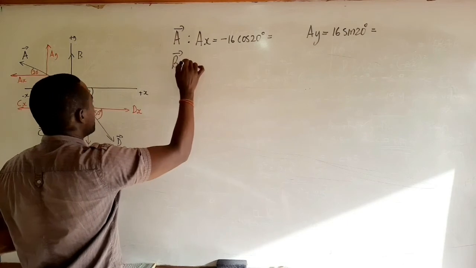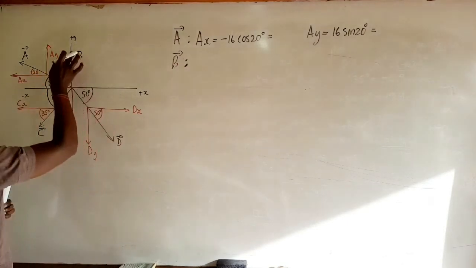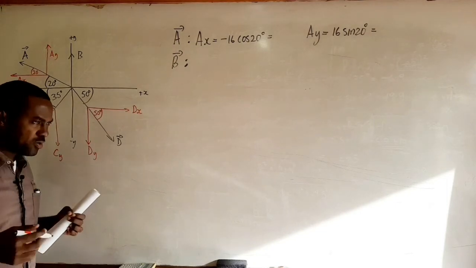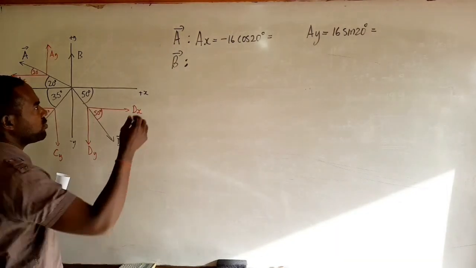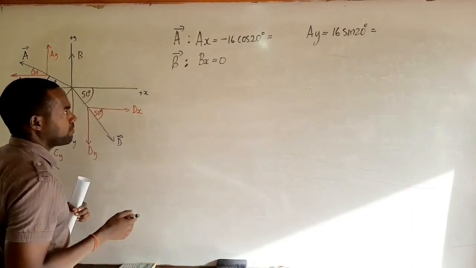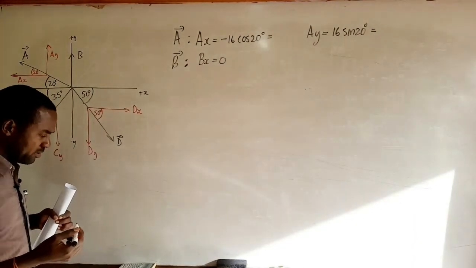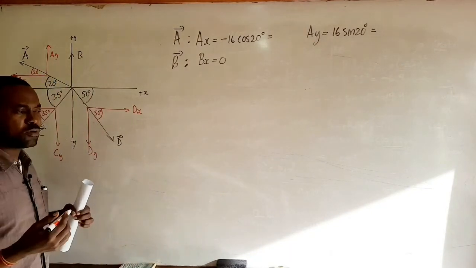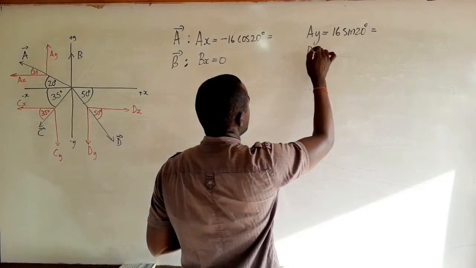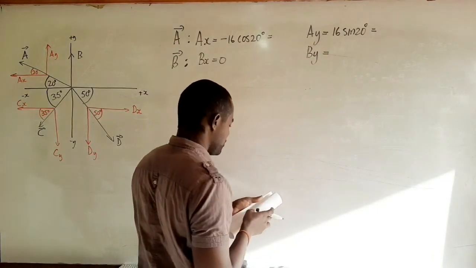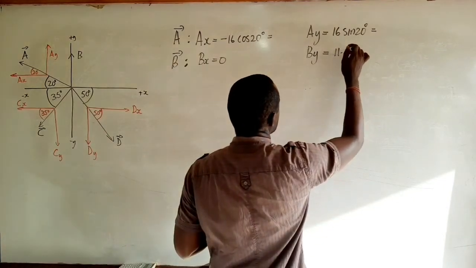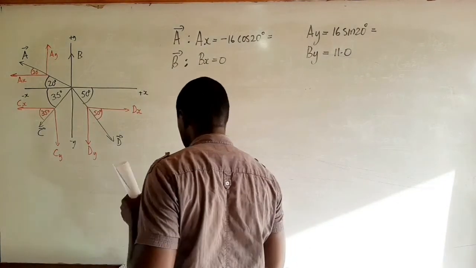Now vector B acts along the positive y-axis, and therefore it has no x component, or we say that its x component is equal to 0. So therefore BX is equal to 0. Right? Now the y component will be exactly equal to the actual magnitude of the vector. And so therefore BY is equal to 11.0. Right? Now let's look at C.